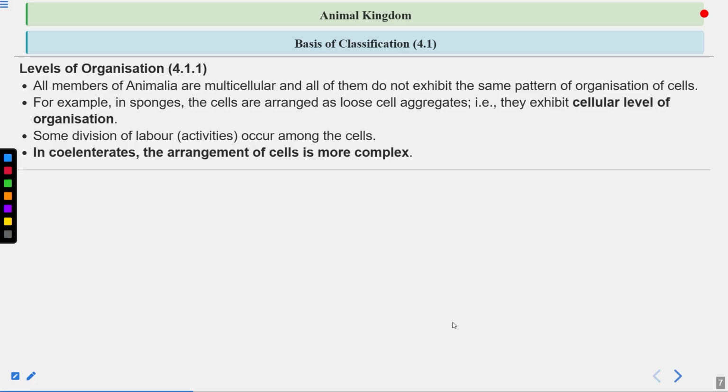In coelenterates, the arrangement of cells is more complex. It means in the case of sponges, we have seen the cellular level of organization, but in the case of coelenterates, the next phylum, they show a complex arrangement of cells. Not like loose aggregates of cells. It means that the cells are compactly attached to each other, and they are forming tissue. So here what we see is the tissue level of organization.